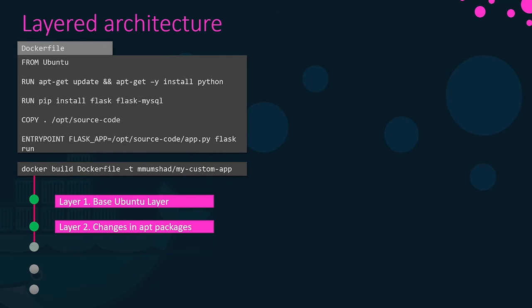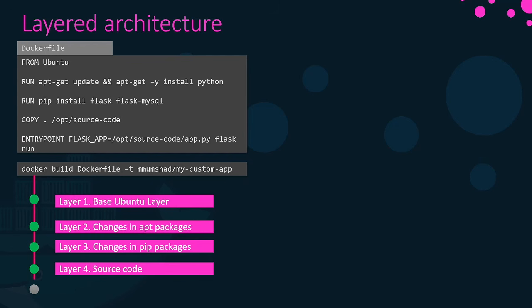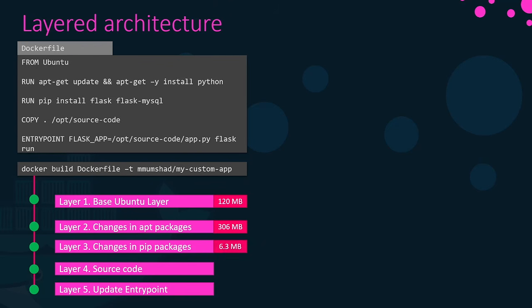that creates a second layer which installs all the apt packages, and then the third instruction creates a third layer with the Python packages, followed by the fourth layer that copies the source code over, and then finally the fifth layer that updates the entry point of the image. Since each layer only stores the changes from the previous layer, it is reflected in the size as well. If you look at the base Ubuntu image, it is around 120 megabytes in size. The apt packages that I install is around 300 MB, and then the remaining layers are small.